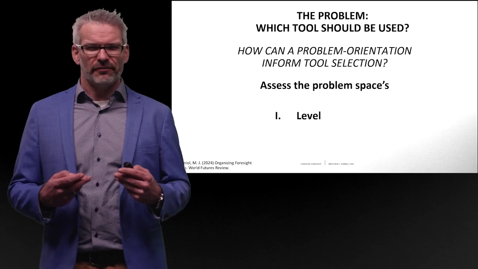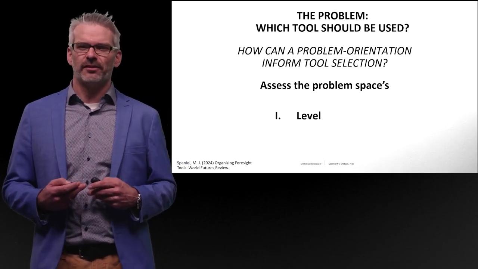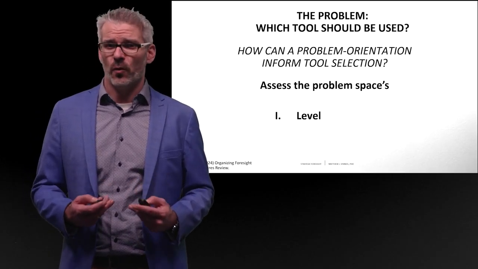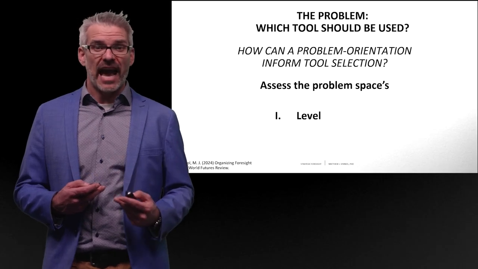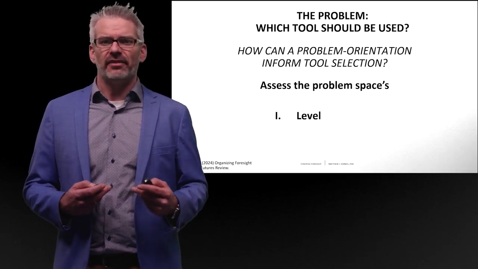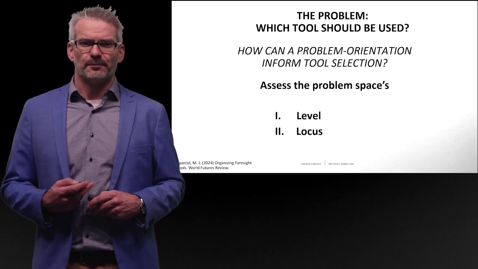Why do we use uncertainty frameworks? Because foresight tools are in the business of generating knowledge about the future, and we generate knowledge about what we currently don't know. In other words, many of our problems are knowledge problems, that if we had more knowledge, then we could solve the problem. So let me briefly introduce these two frameworks, the level and the locus of uncertainty.